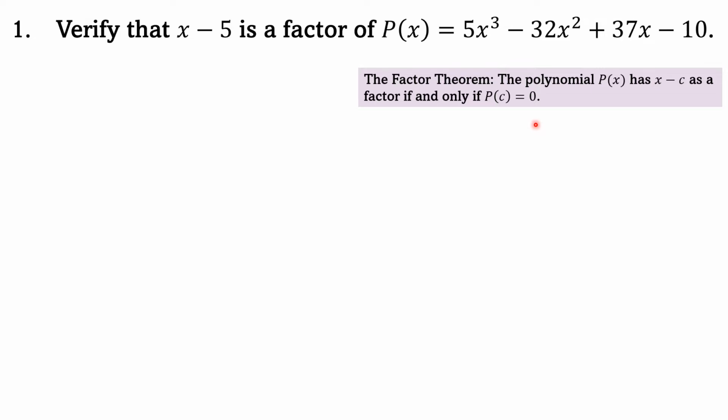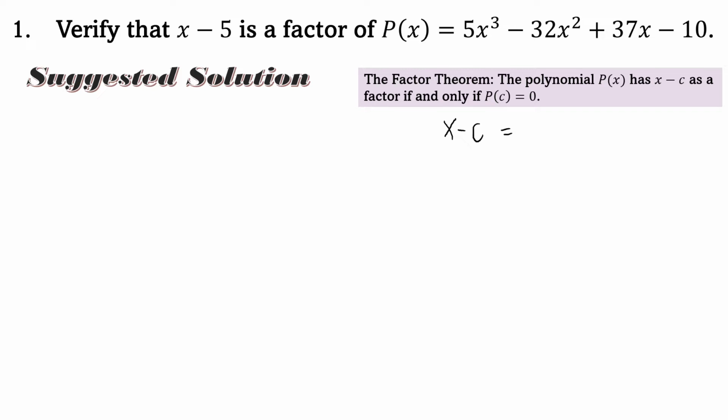So number 1, verify that x minus 5 is a factor of p of x equals 5x cubed minus 32x squared plus 37x minus 10. Alamin natin kung ang x minus 5 ay factor ng given p of x gamit ang factor theorem. Para sa ating suggested solution, ang x minus c ay x minus 5 sa ating problem. Kaya ang gagamitin natin, c is equal to 5.